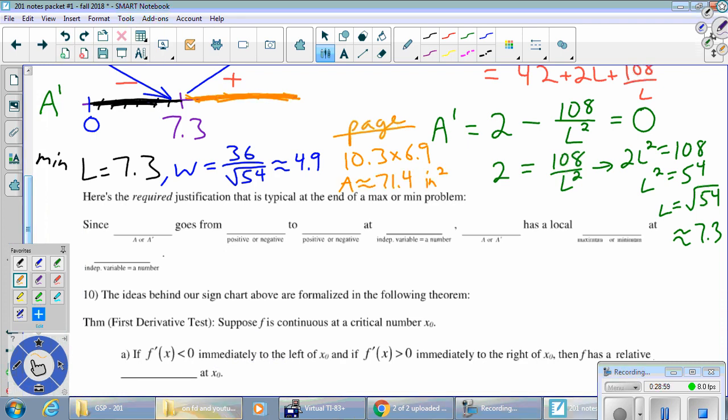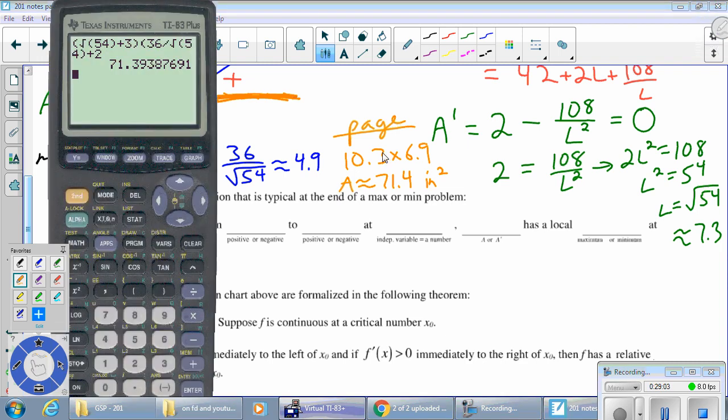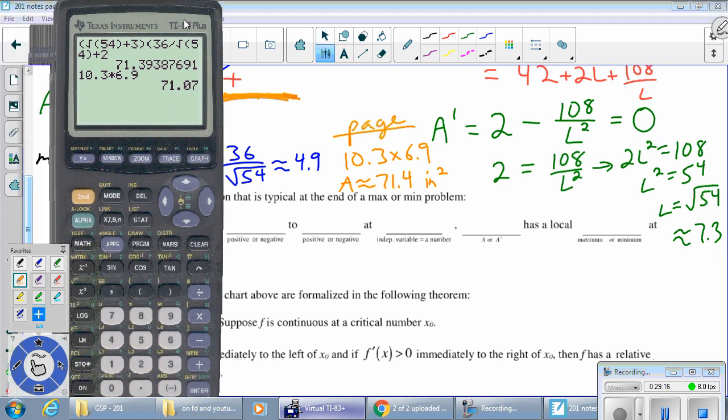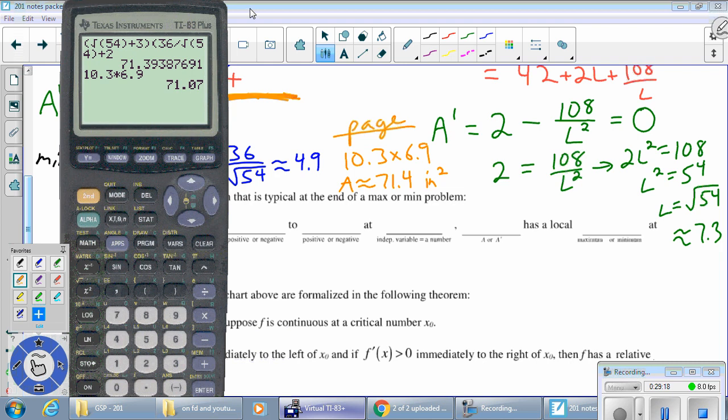Square inches there. Let's see how close we would have gotten if I hadn't typed all that stuff in, but rather just did 10.3 times 6.9. So you can see, I mean, we introduced about 0.3 square inches of error. It's not nothing, but it's not the end of the world either.